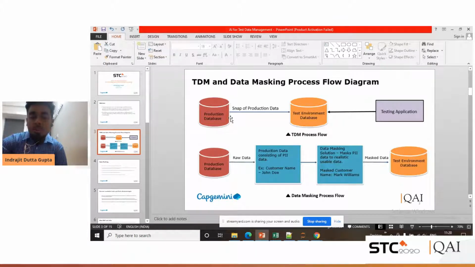What it does is, before loading the data from production to the test environment database, it masks the PII data, but it masks it into realistic, usable data. So if you can see in the example, the customer name, originally let's say it was John Doe, is now masked into Mark Williams, which looks like realistic data and could be used for testing in the test environment, but it is not giving away any PII information of the customer.